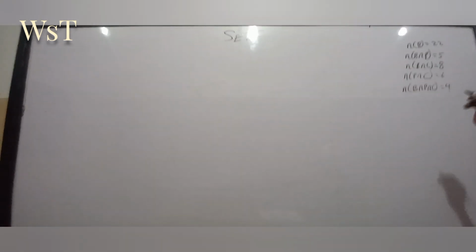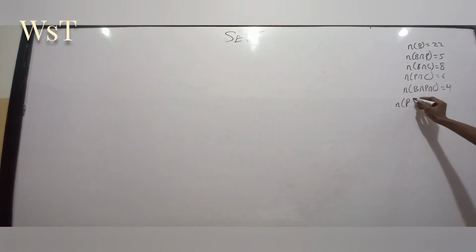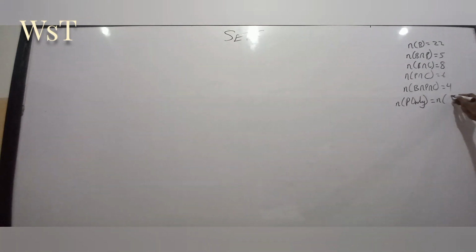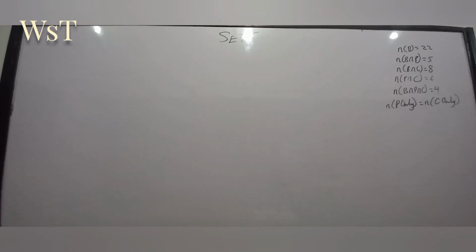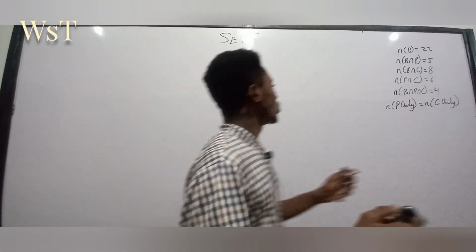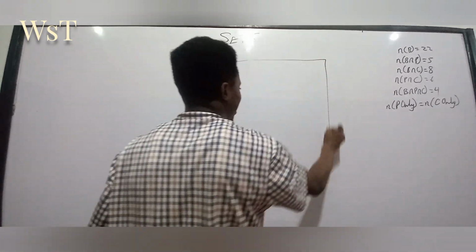So this is what he's saying. The number of physics only is equal to the number of chemistry only. I'm just denoting it this way. Okay, so this is the data given. So the first thing you should do is to represent it on a Venn diagram.